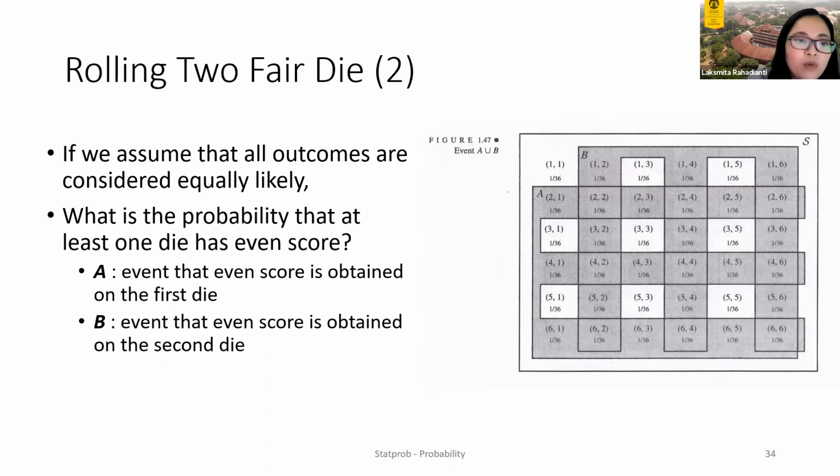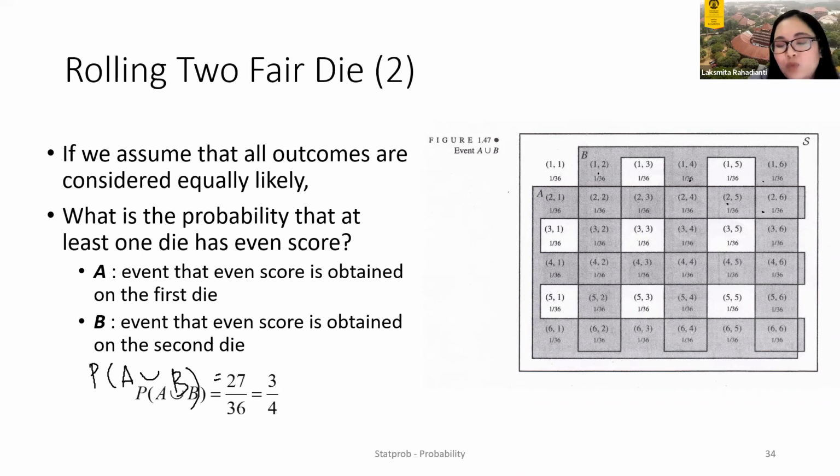So here, what about this case? When the probability is that at least one die has an even score. In that case, we have P(A union B). We can then see that there are 1, 2, 3, 4, and so forth. I don't remember how many. Let's check the key. And the key says there are 27 events that fulfill this criteria, and thus we can compute the probability as follows.